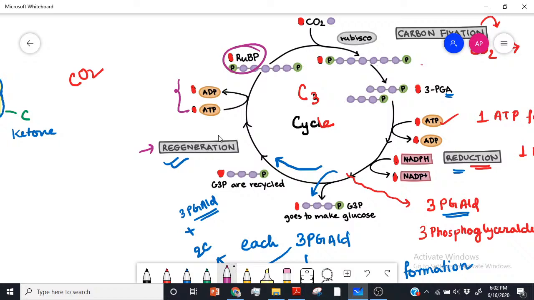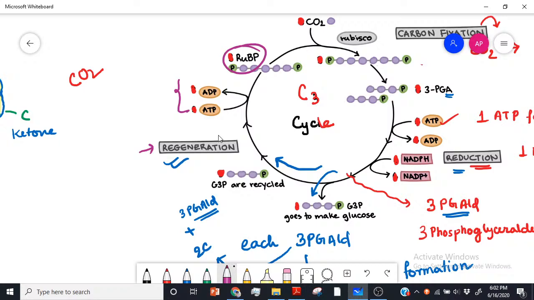C4 cycle also ends up in the C3 cycle. The final common pathway is the C3 cycle. In the C4 cycle, the first stable product is a 4 carbon compound, that is oxaloacetic acid, that we discussed in the previous class. So now, the C3 cycle is also known as the Calvin cycle. Right?